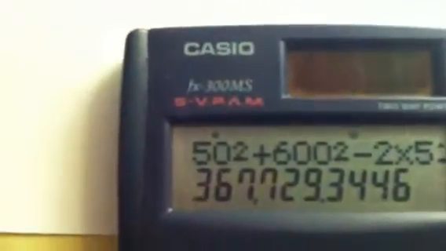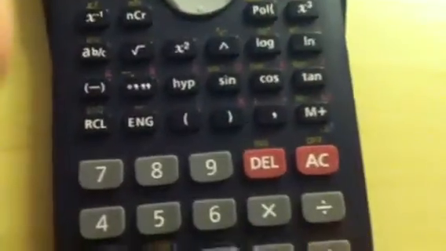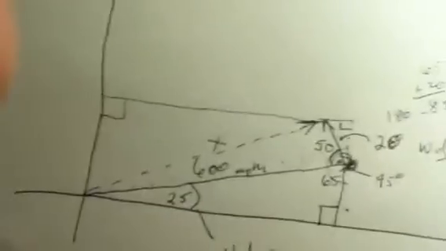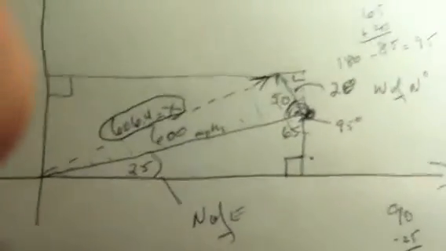Okay, and that's that number right there, 367,729. And so I've got the square root button here, square root, and equals, and there's our new speed, 606.4. So it looks like our wind didn't slow us down much. It was almost behind us. 606.4 is equal to my x. So there's how we find the speed of the plane.